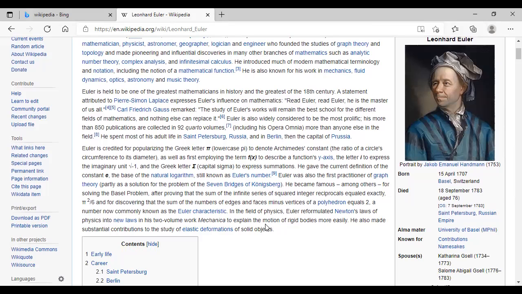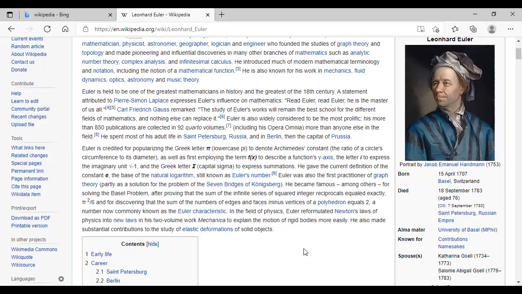And this is a nice quote by Laplace. He was a French physicist. He said, read Euler, he is the master of us all. Back then, master meant teacher. Even Gauss liked Euler, and Gauss didn't like anyone. And he's, like I mentioned, the most prolific mathematician in history.